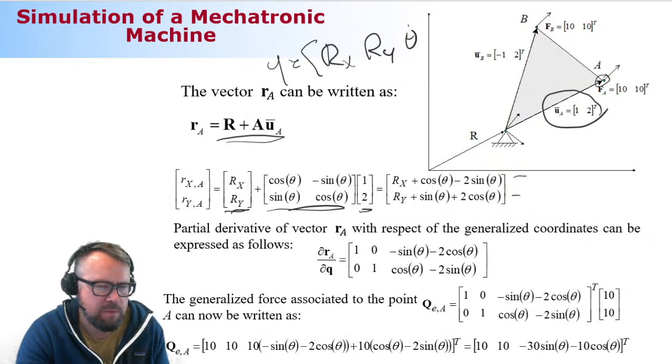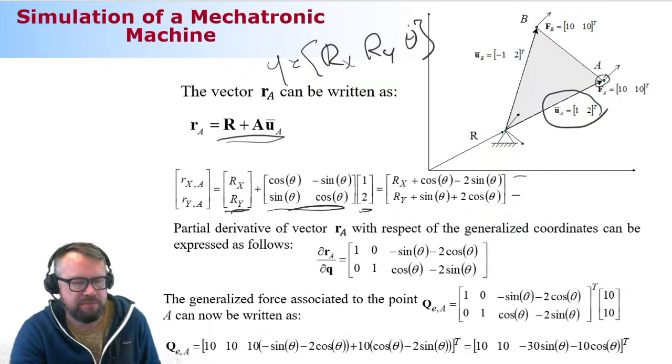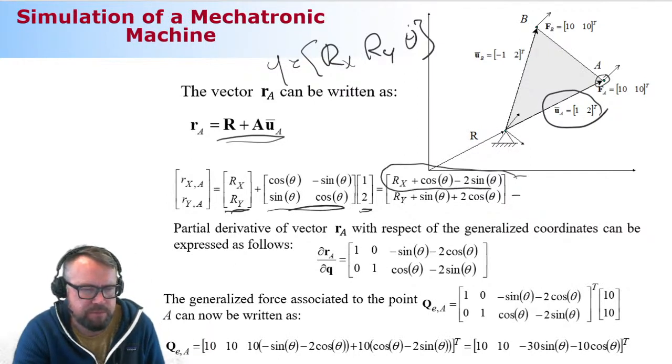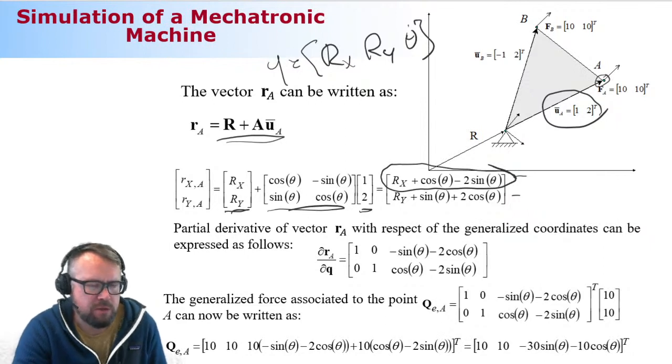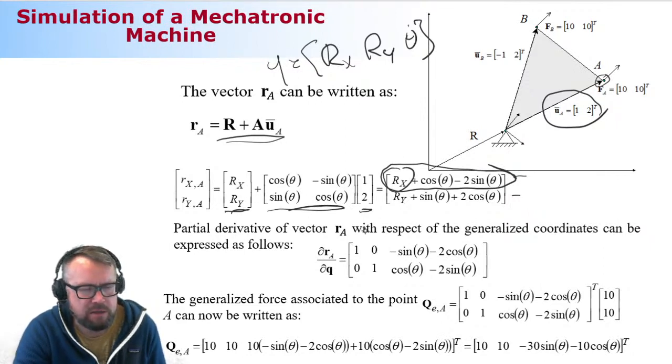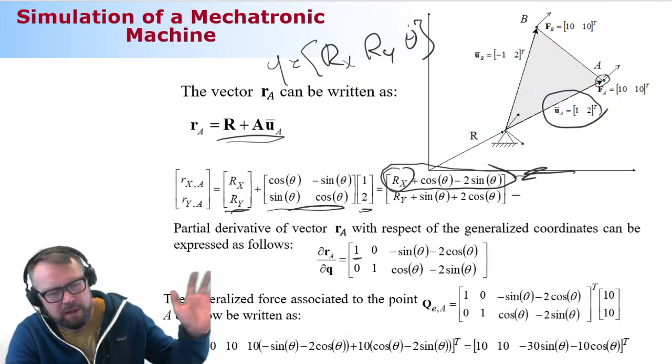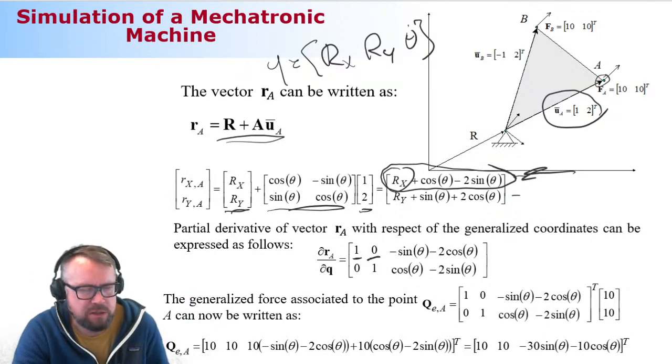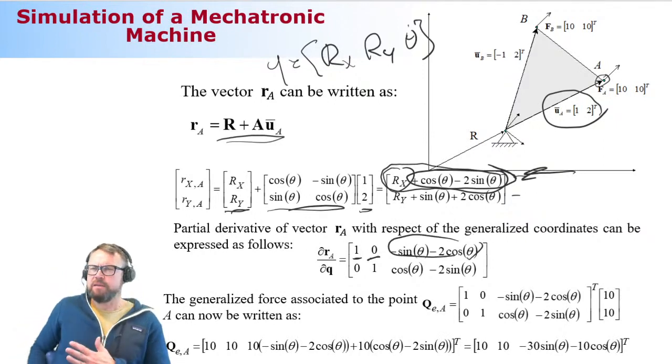And remember the generalized coordinates, for this one body, are like this. Let's differentiate this one first with respect to Rx. So here's an Rx, so it's going to give you one. Then you differentiate this equation with respect to Ry. There is no Ry in that equation, so that's going to be zero. Then you differentiate one more time, this time with respect to angle theta, and it's going to be like this. Very mechanical, very mechanical.